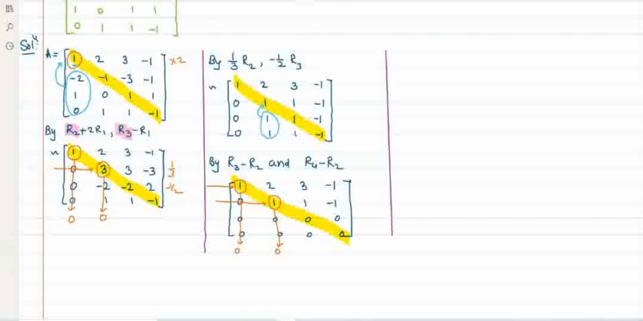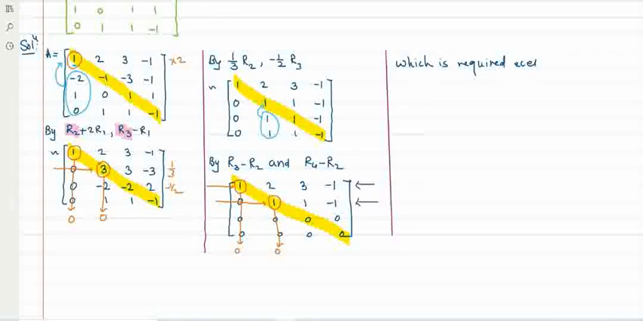Now count the number of rows. How many rows are there? Number of non-zero rows? Two. Which is required in echelon form. Echelon, spelling E-C-H-E. Echelon form.